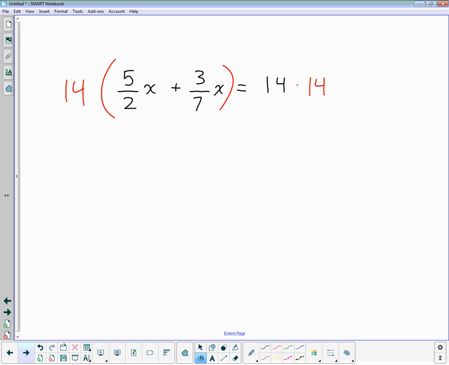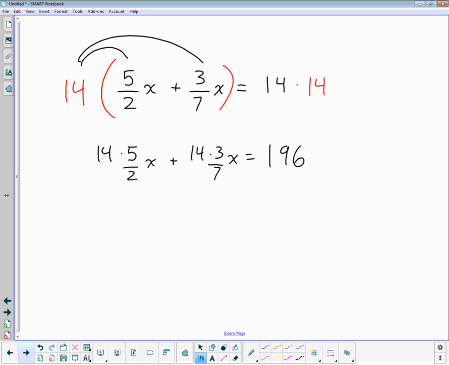All right. So now, here's a way to visualize what's going on. We have 14 times 5 over 2. 14 times 3 over 7. Now, when you multiply that, 14 times 14 is 196. Okay, what's going on here, even if you did that multiplication out, what's 14 divided by 2?